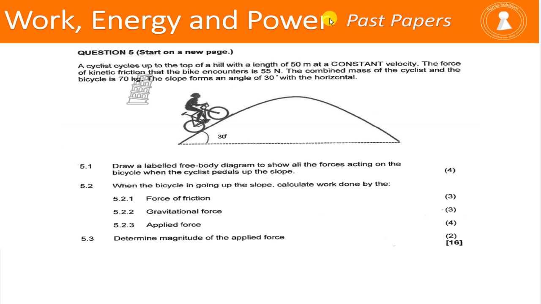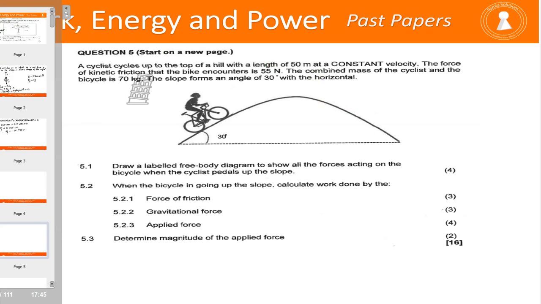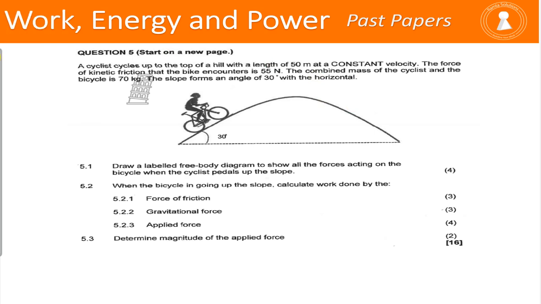So now, let's read what this question is saying. A cyclist cycles up. I want you to highlight this. A cyclist cycles up, so that means he's applying some force. A cyclist cycles up to the top of a hill with a length of 10 meters. So remember, you are given this, which basically says you have an applied force. I don't know what it is. And he is cycling, or she is cycling, up a hill with a length of 50 meters.